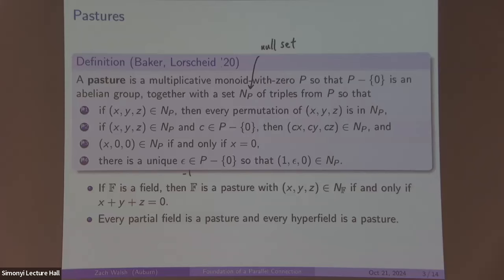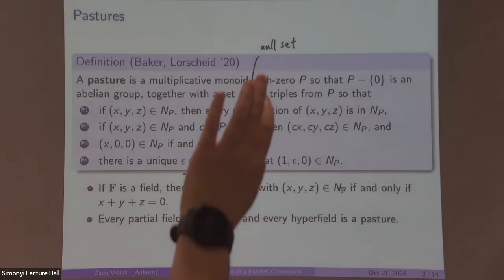The point here, well, there are a few points, but this generalizes fields. If I have any field, I can think of it as a pasture where X, Y, Z is in the null set if and only if those 3 elements sum to 0 over the field. But the big deal is that every partial field is also a pasture and every hyperfield is a pasture. There's a long history of studying matroids over partial fields and matroids over hyperfields, and these are now unified by studying matroids over pastures. We'll see some examples in the next few slides.